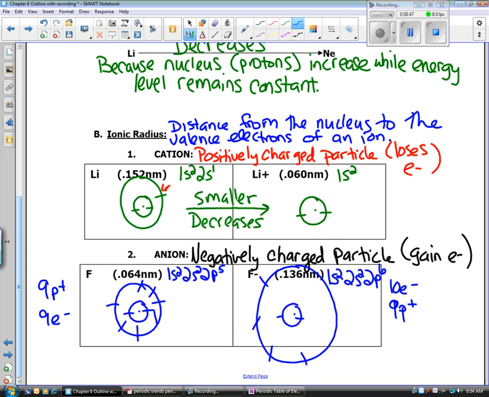1, 2, 3, 4, 5, 6, 7, 8. They don't want to be near each other. They repel each other, so they're trying to get their own space. They're trying to move away from each other. So even though the protons are trying to pull them in, there's only 9 protons pulling in on 10 electrons. So they lose a little bit of their power there. But also, the electrons are trying to avoid each other. So we end up getting a much larger radius. So it's larger. It increases. So your anion is going to be larger than the atom it comes from.